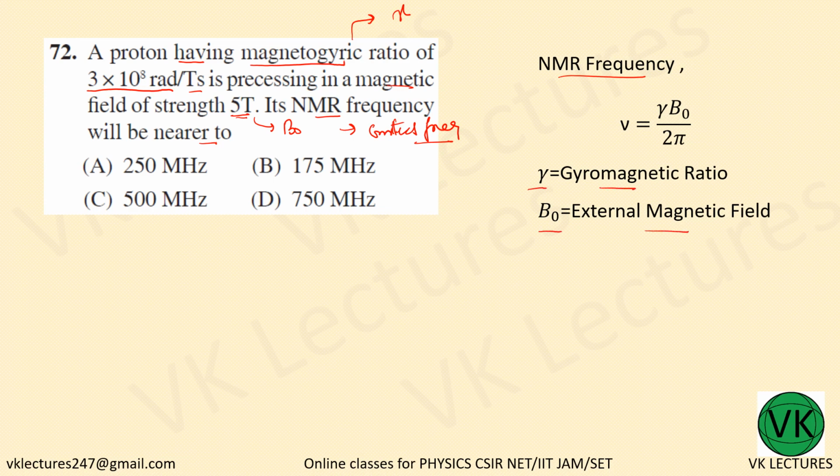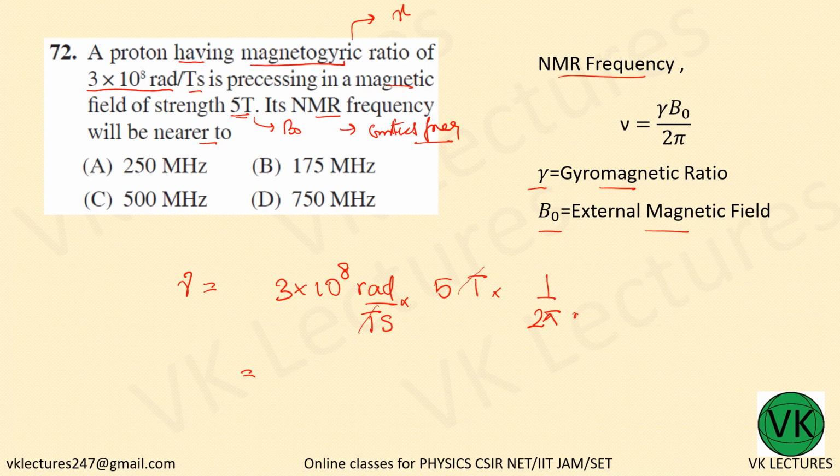Just substitute the value. Nu is equal to gamma, which is 3 into 10 to the power 8 radians per Tesla second, into B naught, magnetic field, 5 Tesla, divided by 1 by 2 pi radians. Now that is equal to, Tesla gets cancelled, radians cancel, and 2 pi goes here.